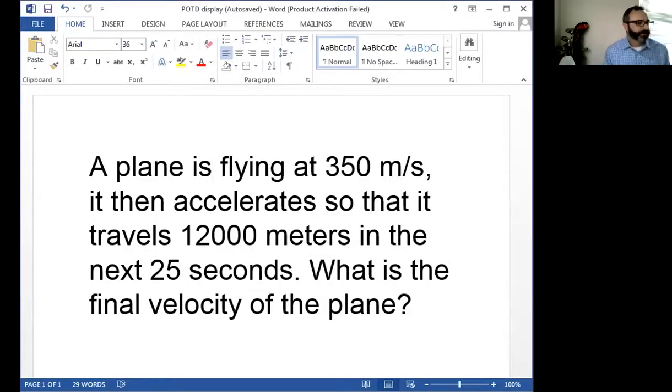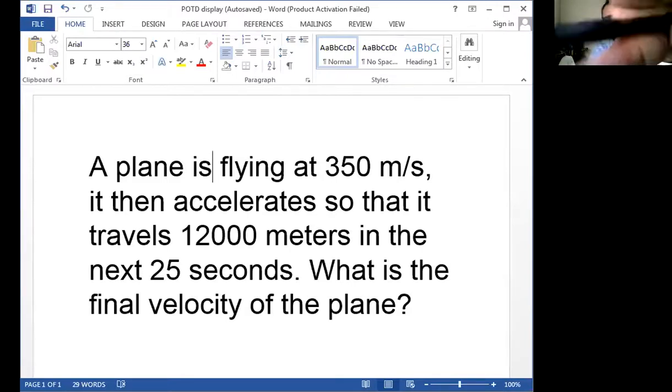All right, today's problem of the day is a plane is flying at 350 meters per second and then accelerates so that it travels 12,000 meters in the next 25 seconds. And we want to know what is the final velocity of the plane.